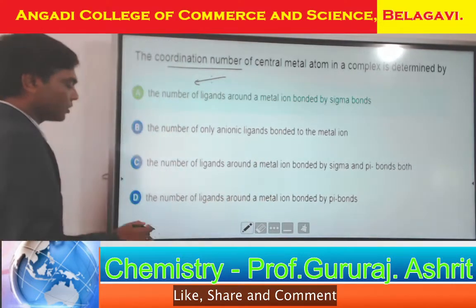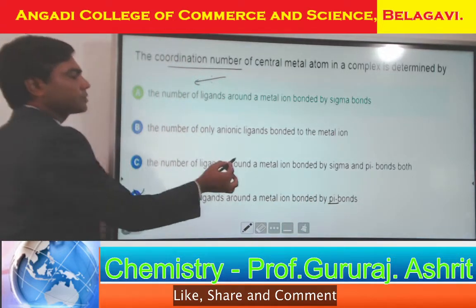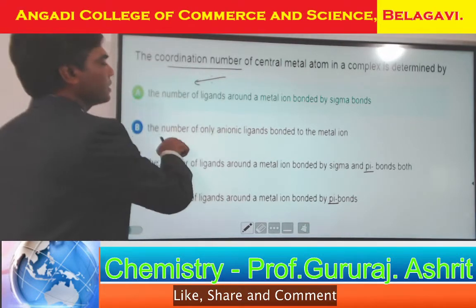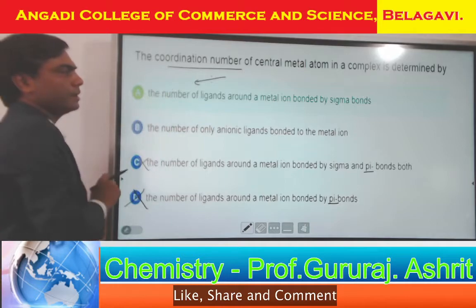First remove the waste options. This is waste because pi bonds are not formed. Here also remove this option because the word pi is in it. Remove this one. Now in this pi is not there, in this pi is not there. The answer may be between these two.